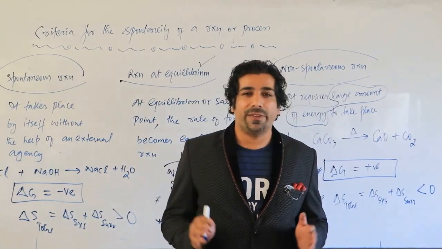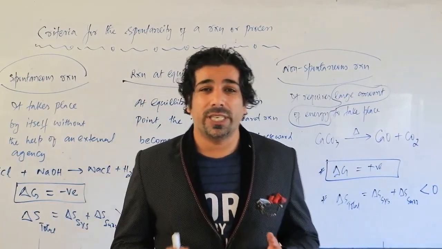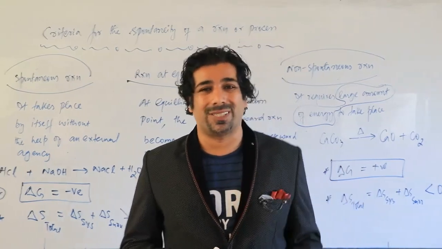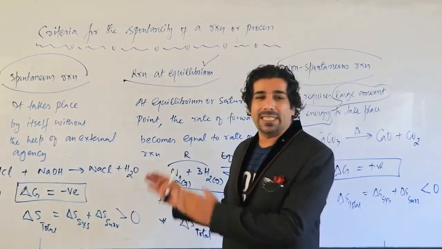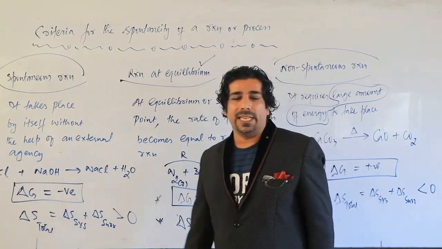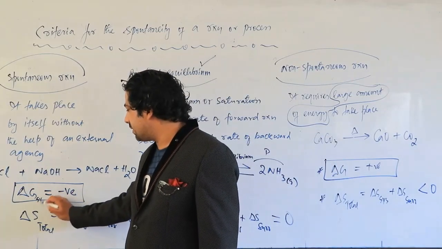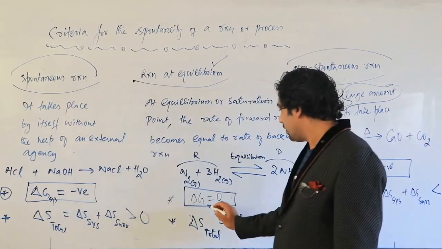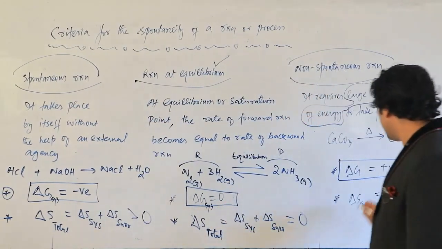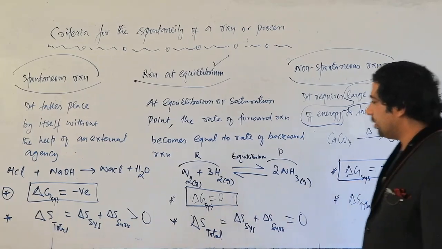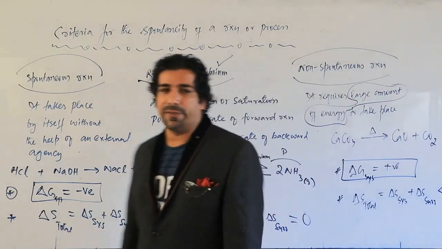I hope, my dear friends, you have understood the spontaneity of a chemical reaction or a process in terms of delta S total and delta G system, my dear friends. Here you should mention this delta G as delta G system. You can even summarize it now, my dear friends.